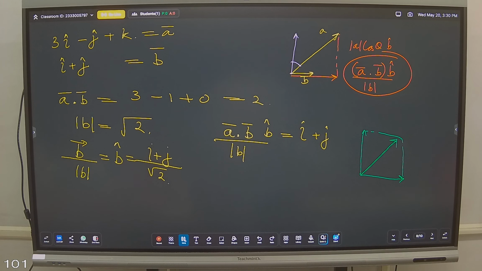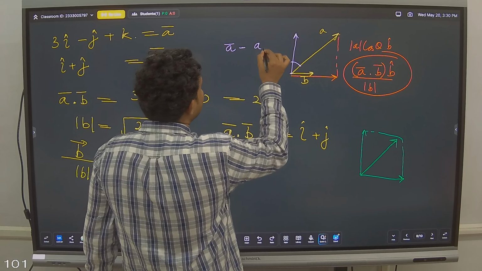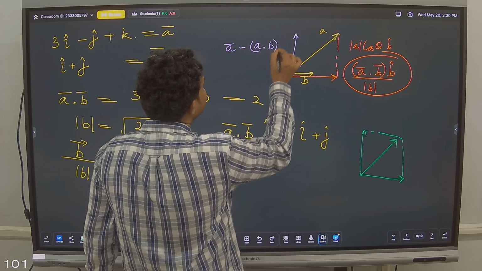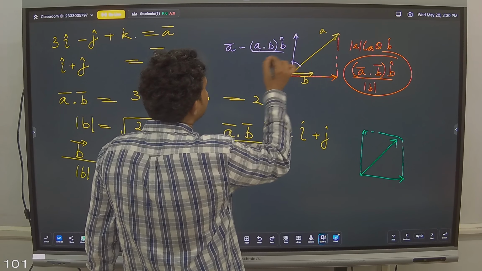So this component in purple, which is the rectangular component perpendicular to B, is simply going to be A vector minus A dot B B cap divided by mod B.